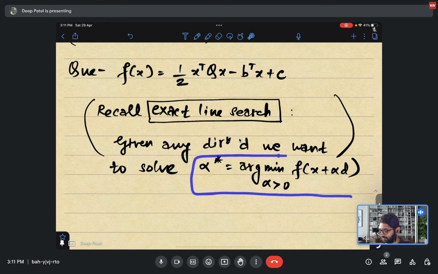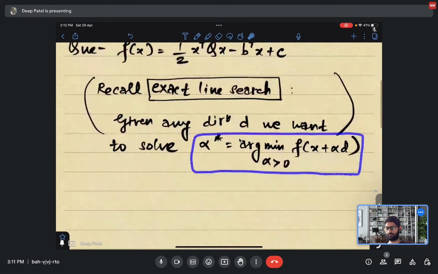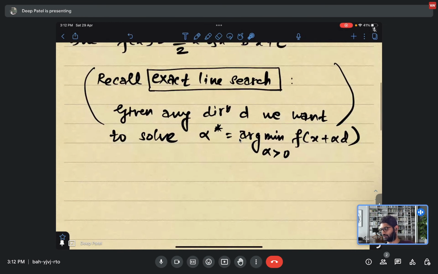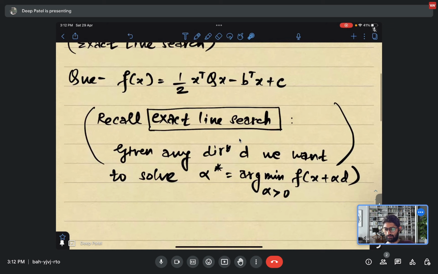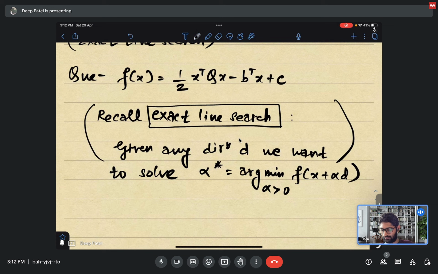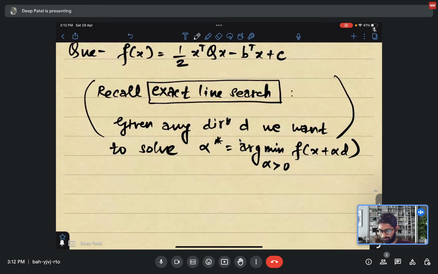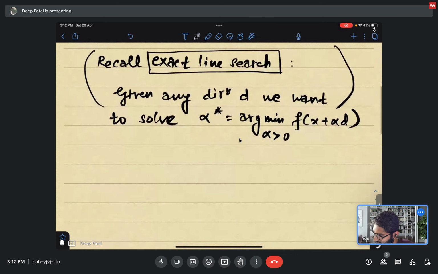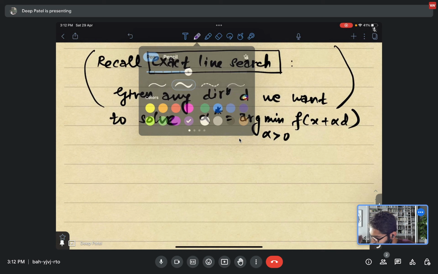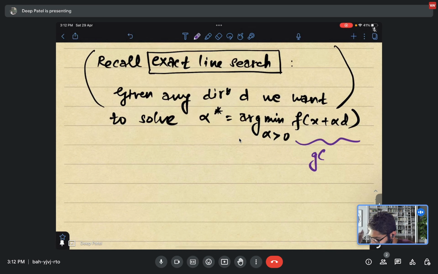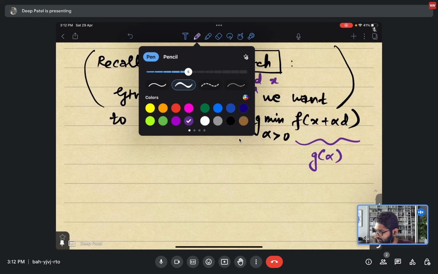So ideally I would want to do this exact line search. Of course, in practice it's often not possible, but here, because it's a quadratic function, you will soon see that we can do that. But let's just go ahead and do the algebra and see when we cannot do this line search. Right, so we had called this function g of alpha, because x and d are fixed. So given any direction and x, right? Okay.